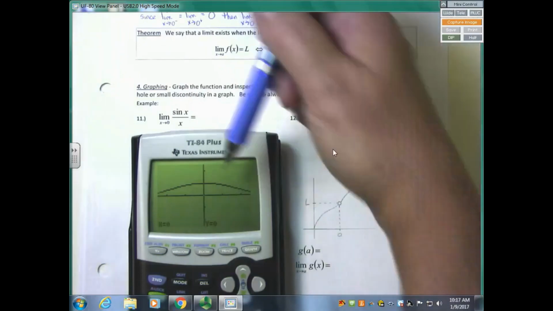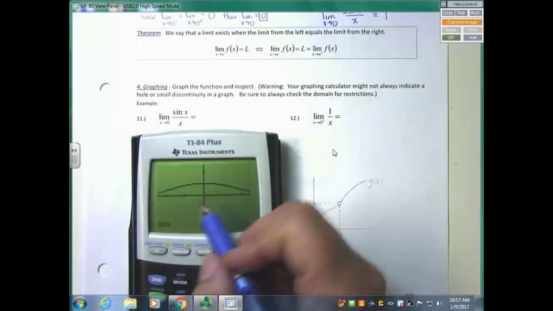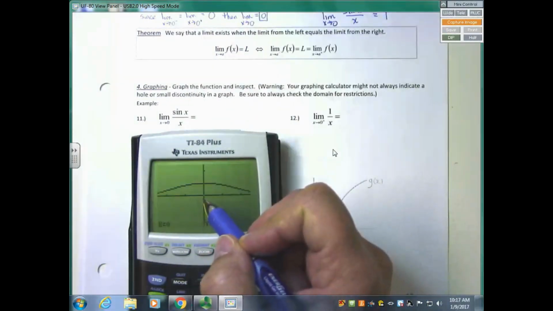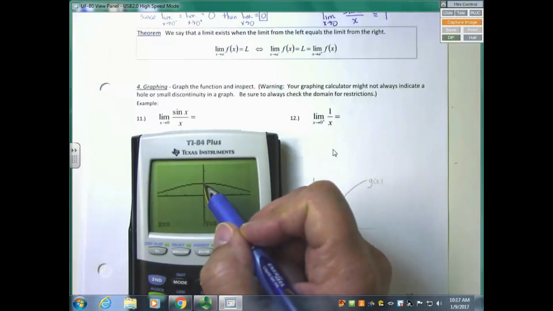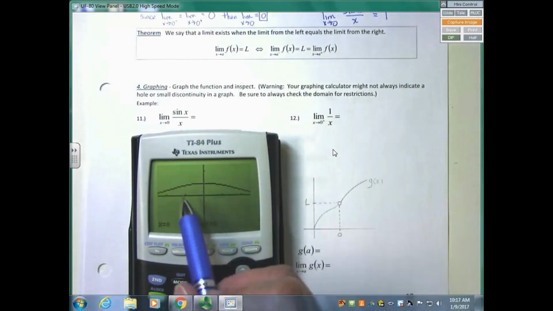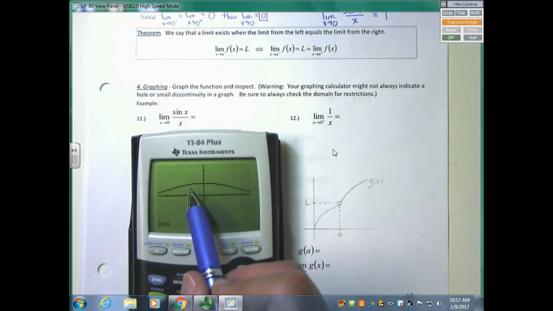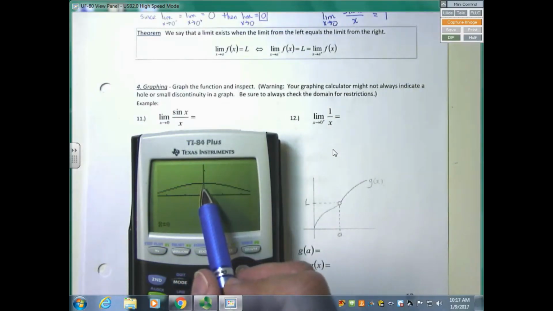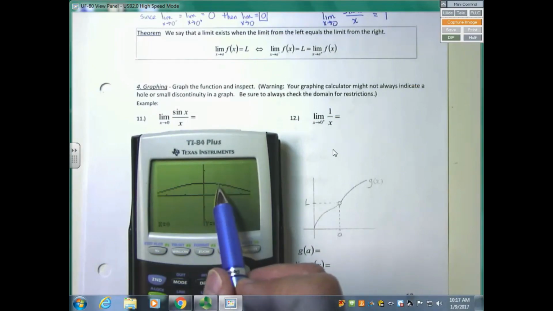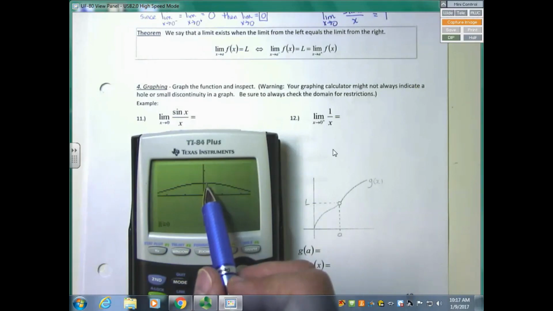All right, so we are looking at the limit as x approaches 0. At x equals 0, I can easily see that if I approach 0 from the left, the y value is getting close to 1. And if I approach 0 from the right, the y value is getting close to 1. That's exactly what that table showed us.